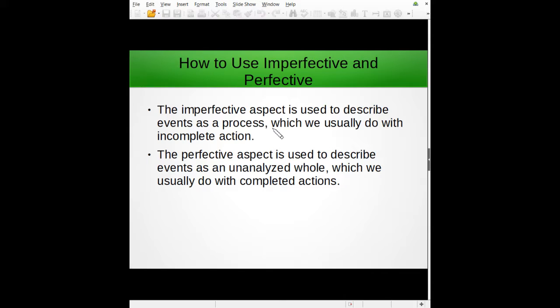And here's how to use them. The imperfective aspect is to describe events as a process, which you usually do with incomplete actions. So you can kind of think of the imperfective aspect as a present tense. You use it for things you haven't done or haven't completed, or that you're in the process of doing. The perfective aspect is used to describe events as an unanalyzed whole, which we usually do with completed actions. So think of that as your past tense. And I would give examples, but I haven't exactly given y'all anything else.